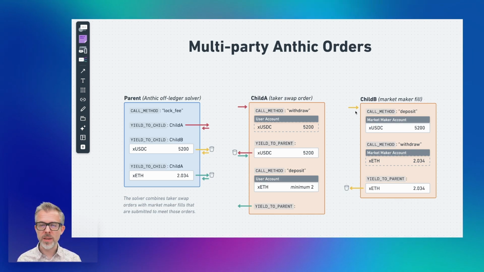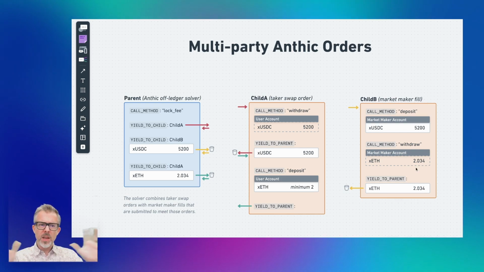Now we have that bucket of XUSDC in child B, and child B is going to deposit that to its account. So this is the market maker now. So the market maker is going, okay, I'm going to take your USDC. I'm going to put that in my account. And now I'm going to withdraw some of it, like sort of the correct amount of XETH tokens.